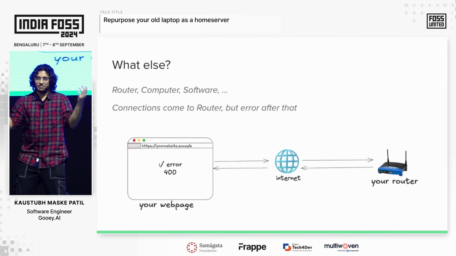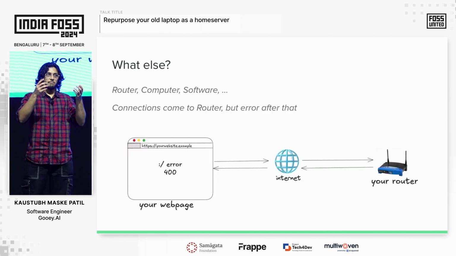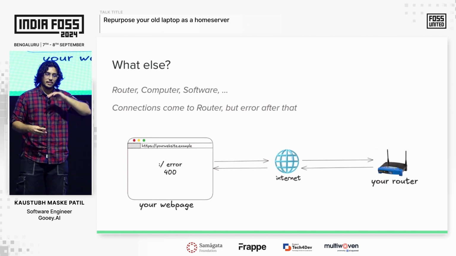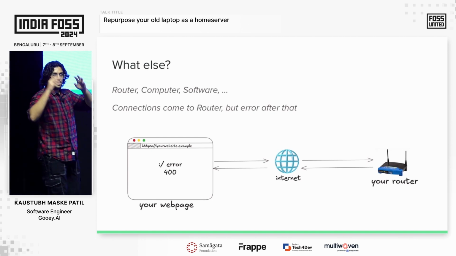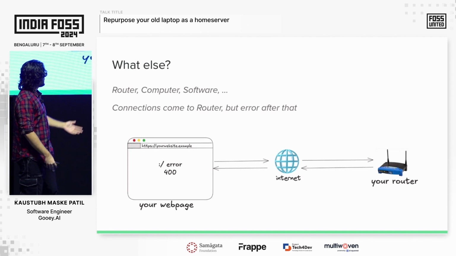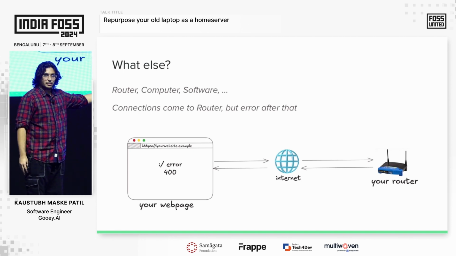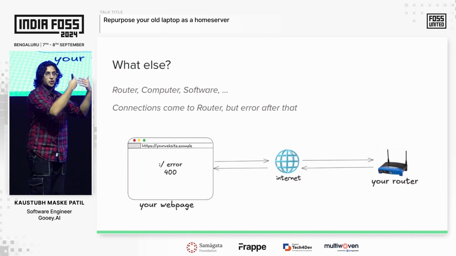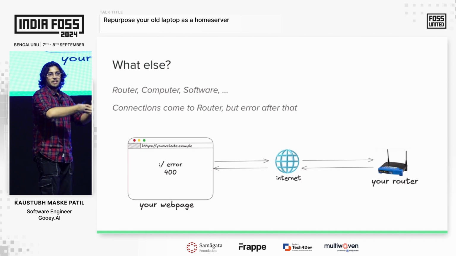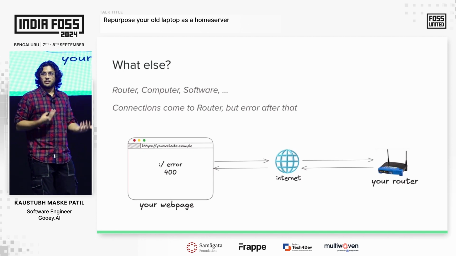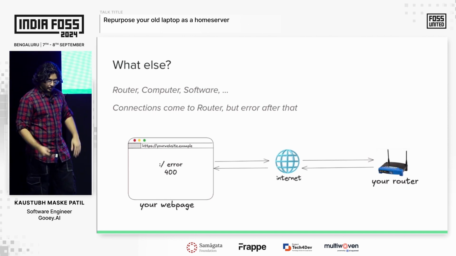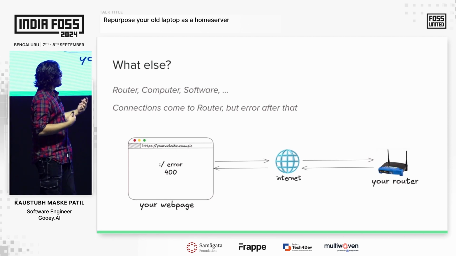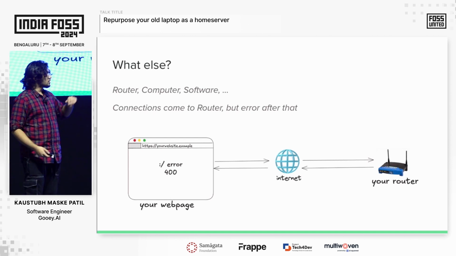So now you have a static IP, a domain name, a computer lying around. What else do you need? Right now, if you had this setup and tried to connect it, the internet part would be fine. The request would come to your router, but your router would not send a good response. So you'll get an error if you try to access it right now from a browser. So there are a few more configuration steps.